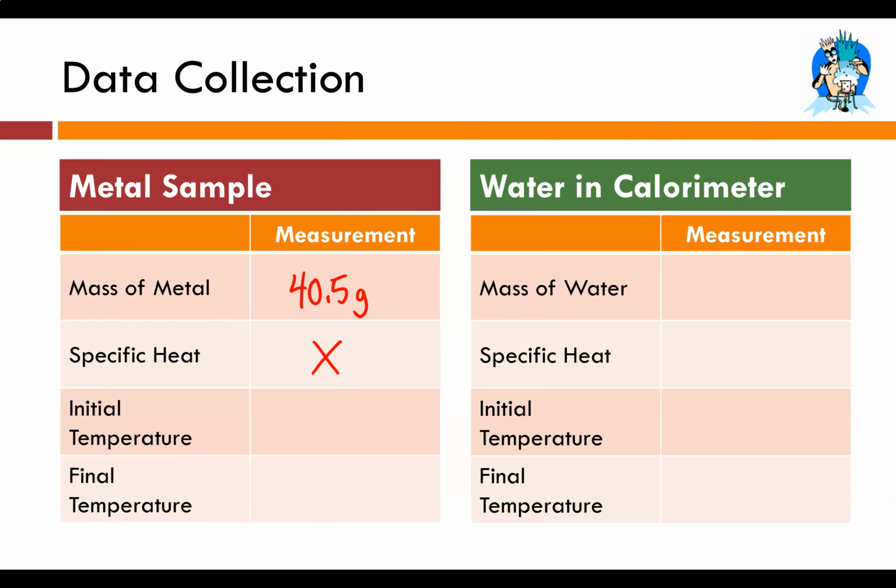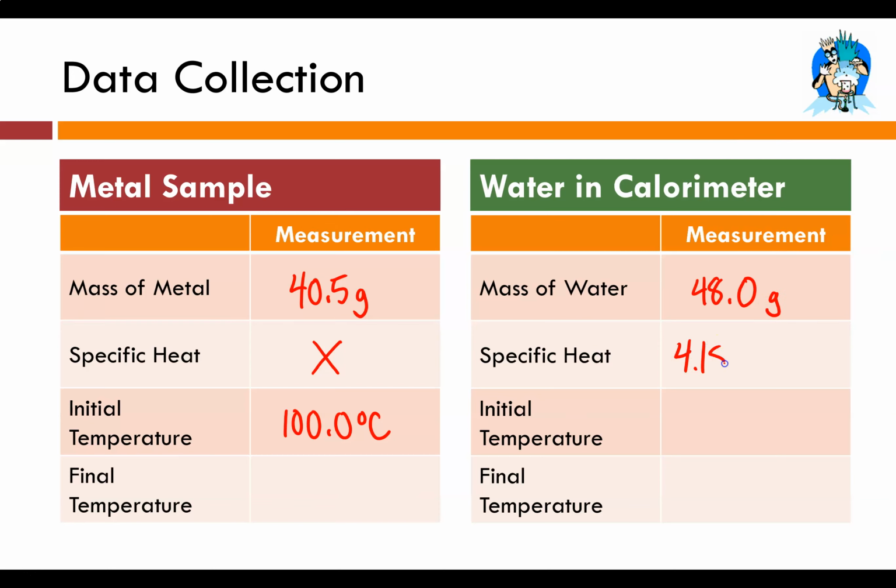I had taken the metal out of the boiling water bath, so I know that the initial temperature of the metal will be 100 degrees Celsius. We'll deal with the final temperature in just a moment. The mass of the water: well, I'm going to find the volume of the water. I used a graduated cylinder and I measured out 48.0 milliliters. Water has a density of 1 gram per milliliter, so 48 milliliters would have a mass of 48 grams.